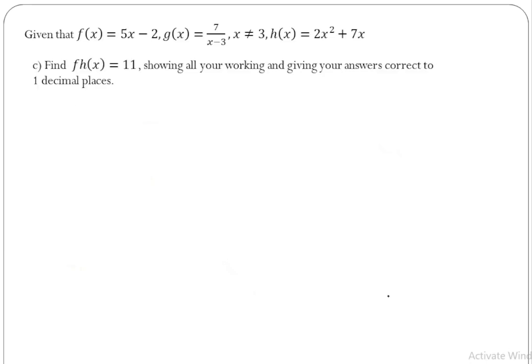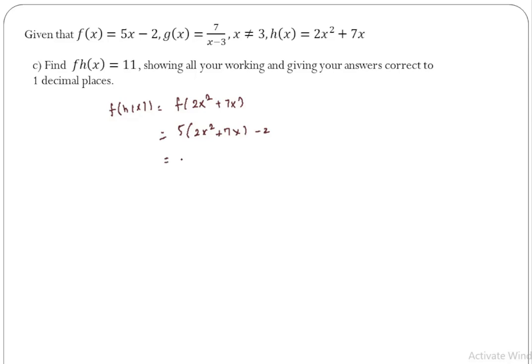Yeah. Part C is a somewhat tedious question, but we can easily work it out without a calculator. Okay. Shall we proceed? Yes, we can proceed. f h of x, that is f composed with h. Shall we proceed first? h of x is 2x squared plus 7x. Then we have to apply this new x into the old f of x: 5 times 2x squared plus 7x, minus 2.